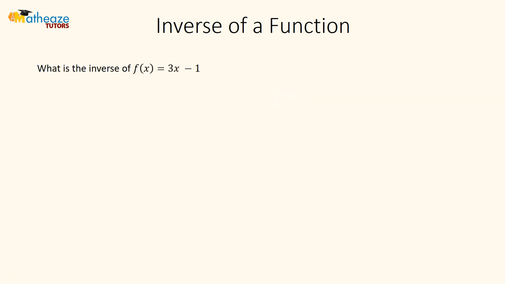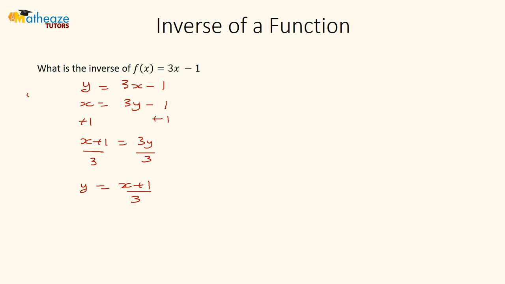Now let's apply this to a few examples. f of x equal to 3x minus 1. So y is equal to 3x minus 1. We're going to switch x and y. So x is equal to 3y minus 1. We're going to add 1 here, add 1 here. So x plus 1 equal to 3y. Now we divide by 3, divide by 3. So y is equal to (x plus 1) over 3. So now we have f inverse of x is equal to (x plus 1) over 3.